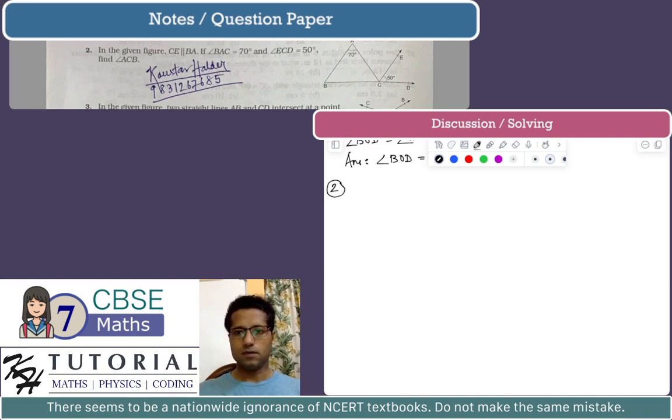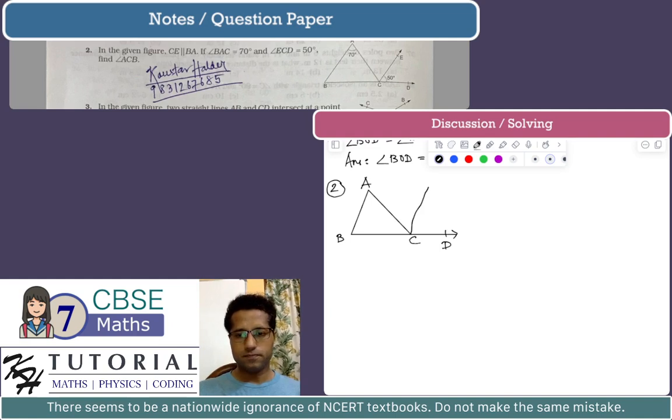Okay, so we see now we have a triangle ABC, and we can see that BD is a straight line, so BC has been extended to the point D, and CE, a ray, has been drawn from the point C which is parallel to AB.